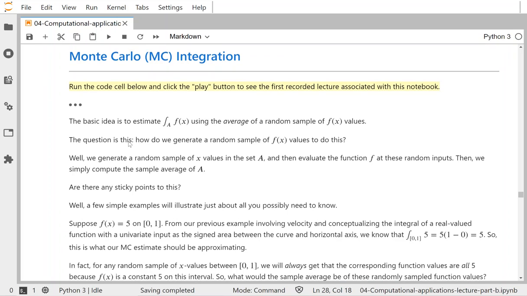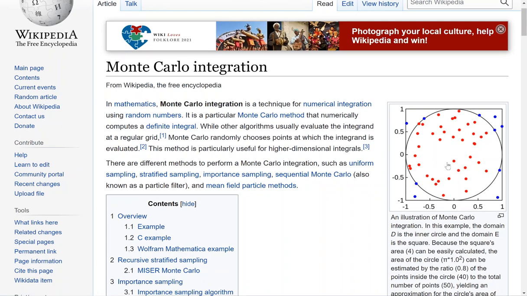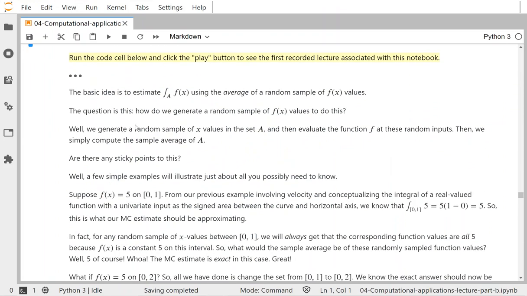In this video, we will be discussing Monte Carlo integration, and you can click here for a link to the Wikipedia article on Monte Carlo integration, and it also has an illustration that is useful for another part of this lecture notebook. The basic idea of Monte Carlo integration is to estimate the integral.